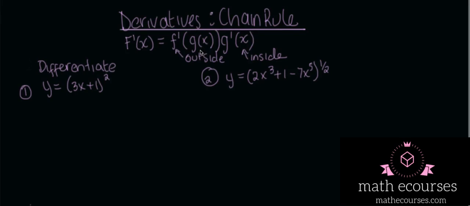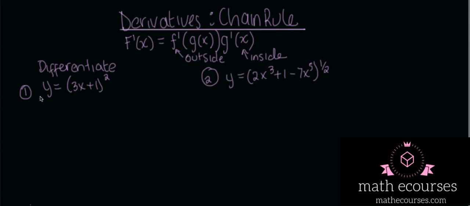In this lesson, we will learn how to get the derivatives, specifically using the chain rule. The chain rule is written up here. It's f prime of x equals f prime g of x, g prime of x. It looks really complicated, but all it's saying is get the derivative of the outside, keep the inside the same, and then get the derivative of the inside. That's basically all it's saying.